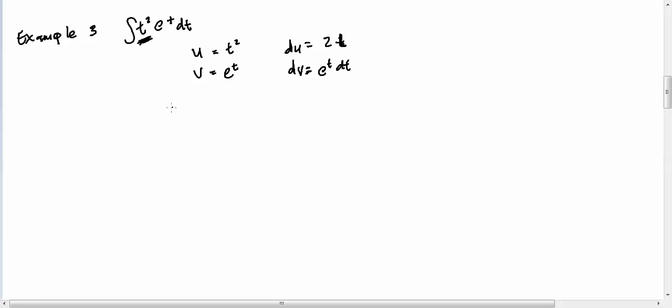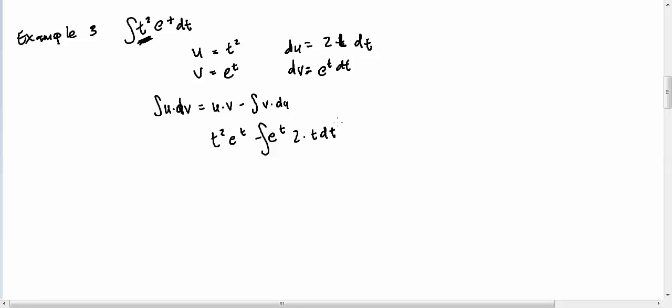So let me just write down the integration by parts formula once again. The integral of u dv is equal to u times v minus the integral of v du. All right, plugging this straight into our equation, we have t squared e to the t minus the integral of e to the t du. Oh, I'm sorry, this would be 2t dt. There we go. 2 times t dt.